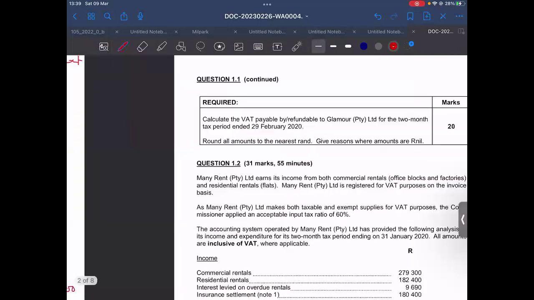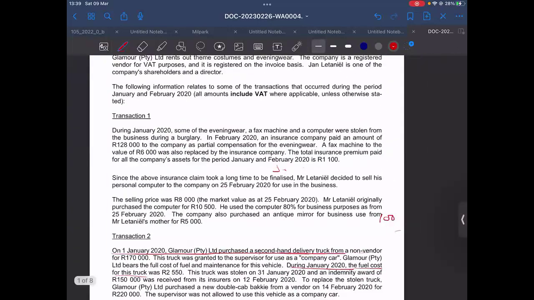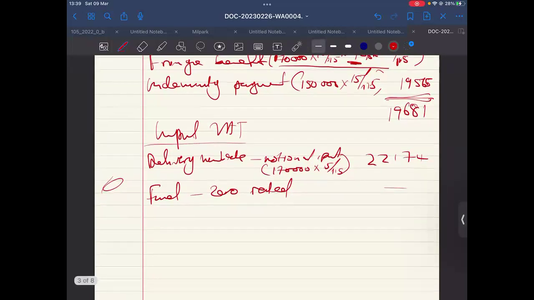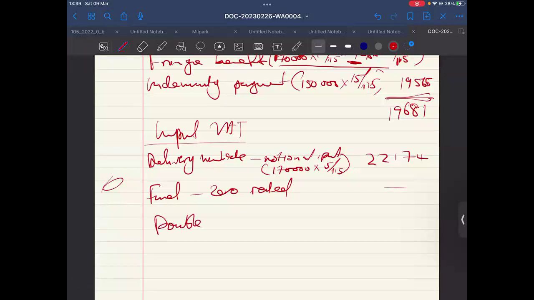Then what else? We bought a double cab to replace the stolen delivery vehicle, né? Right, you come here and write double cab. Inputs denied, motor car. Yeah, input denied, motor car. Input denied, motor car is defined. Dash.